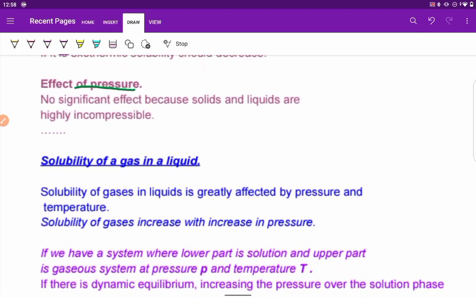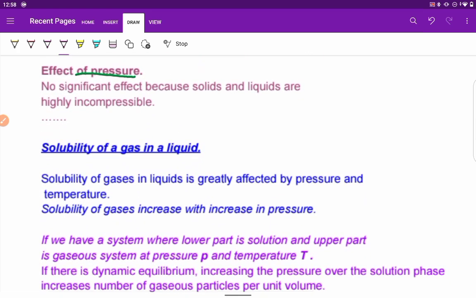Next we will see the solubility of a gas in a liquid. There are many gases which dissolve in water. Oxygen dissolves to a small extent, and because of this dissolved oxygen, all aquatic life is sustainable. But there are certain other compounds like hydrogen chloride gas, which is highly soluble in water. We find that the solubility of gases in liquids is affected by pressure and temperature. The solubility of gases usually increases with increase of pressure.